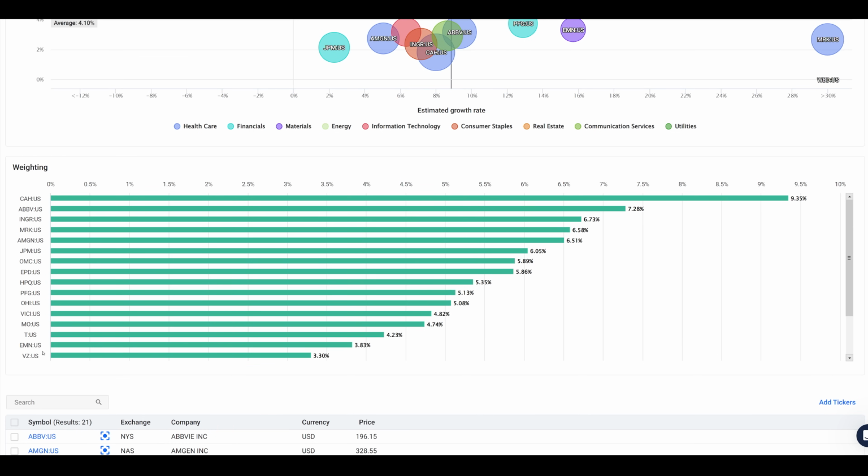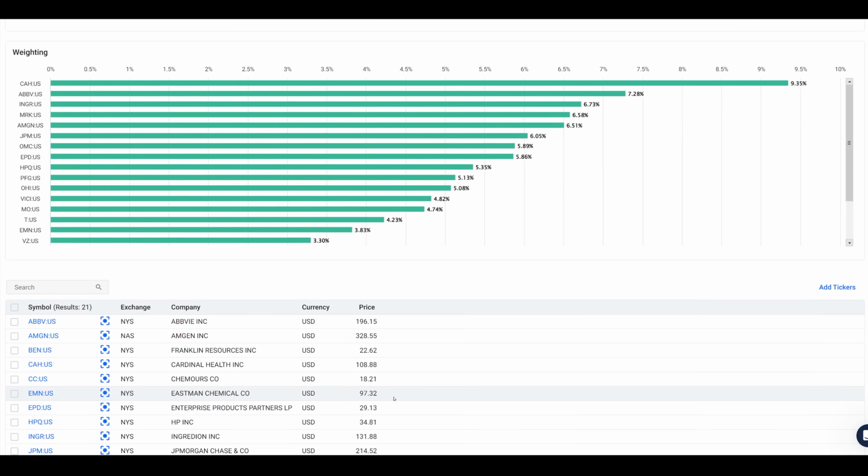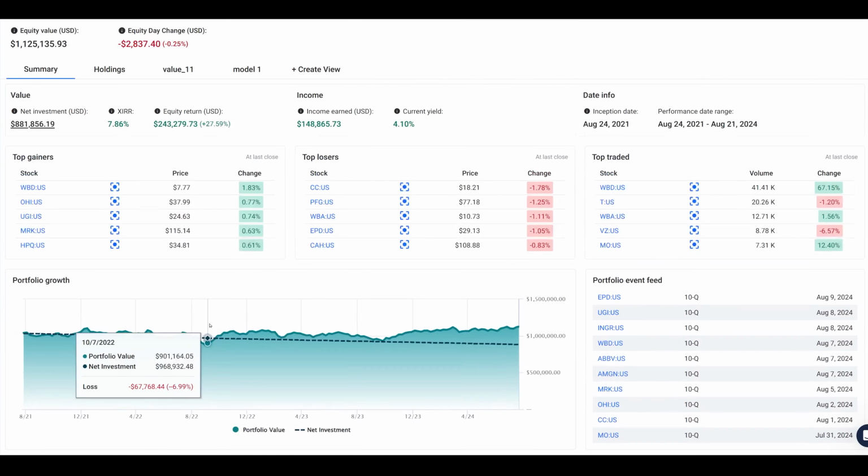But even some of those like Verizon and Telephone and Philip Morris and Altria and others actually did their job about generating income. So let's start by looking at Cardinal Health. This was the best performing stock in the portfolio. By the way, before I do that, though, I do want to show you one thing else.